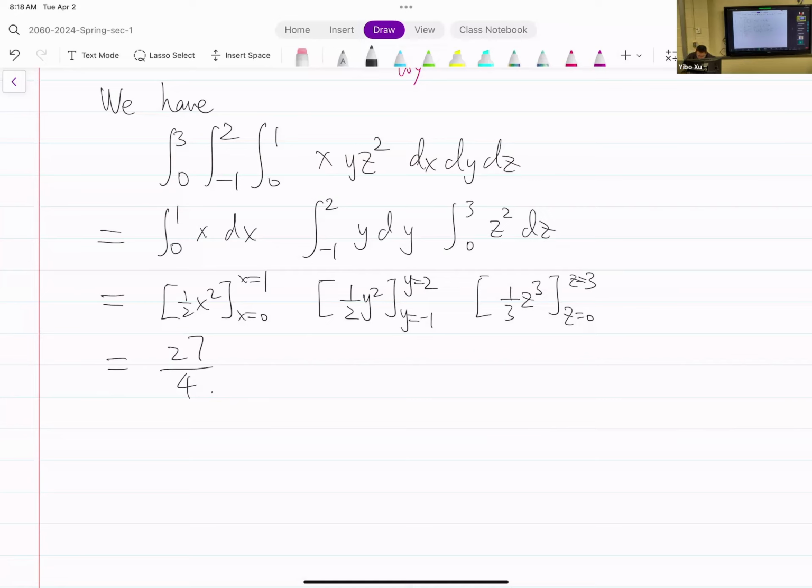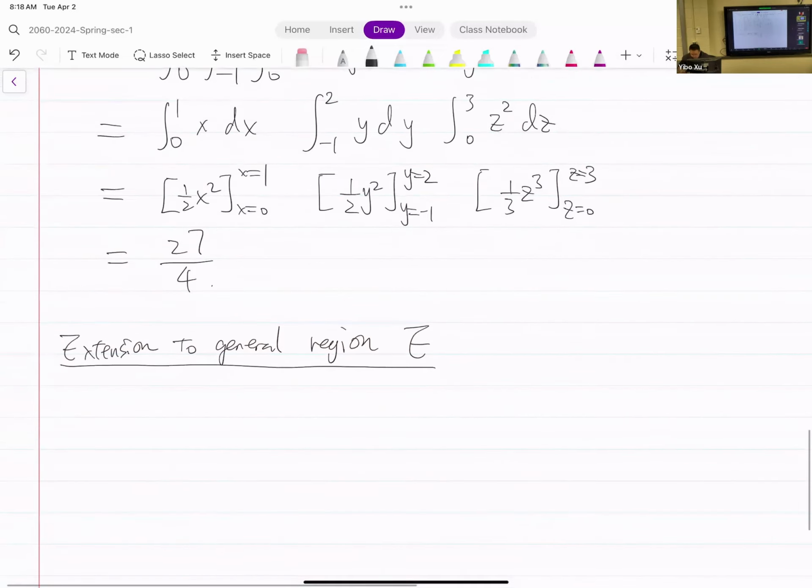So here we want to extend it to more general regions for triple integrals. Extension to general, you can say solid, right? So above we have triple integrals over boxes, but now we have general solids.